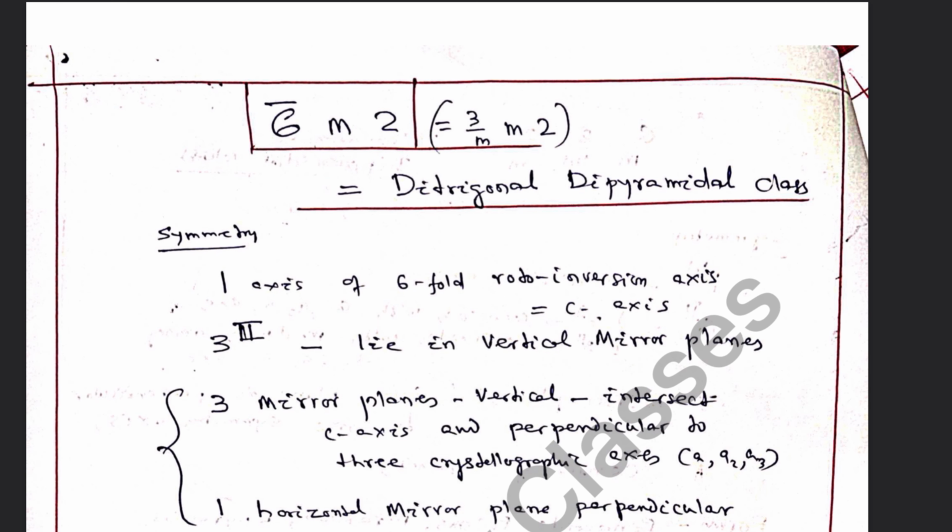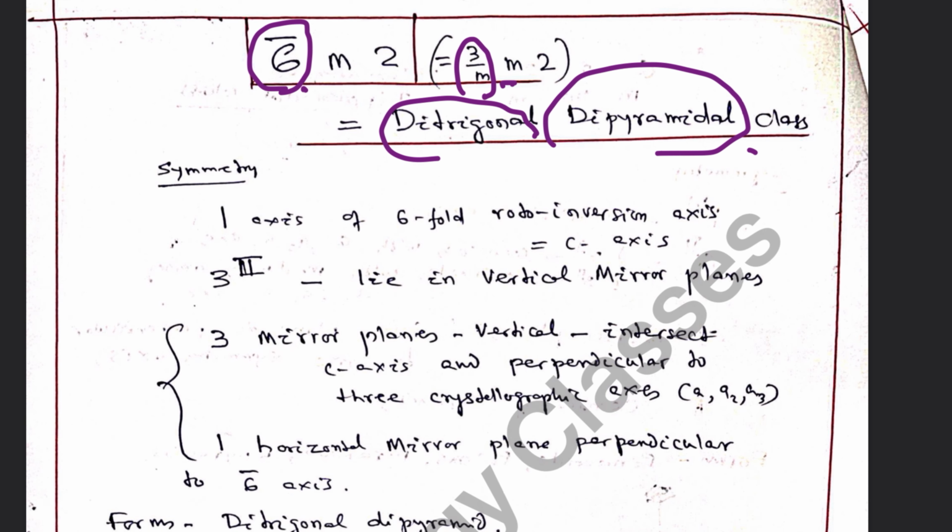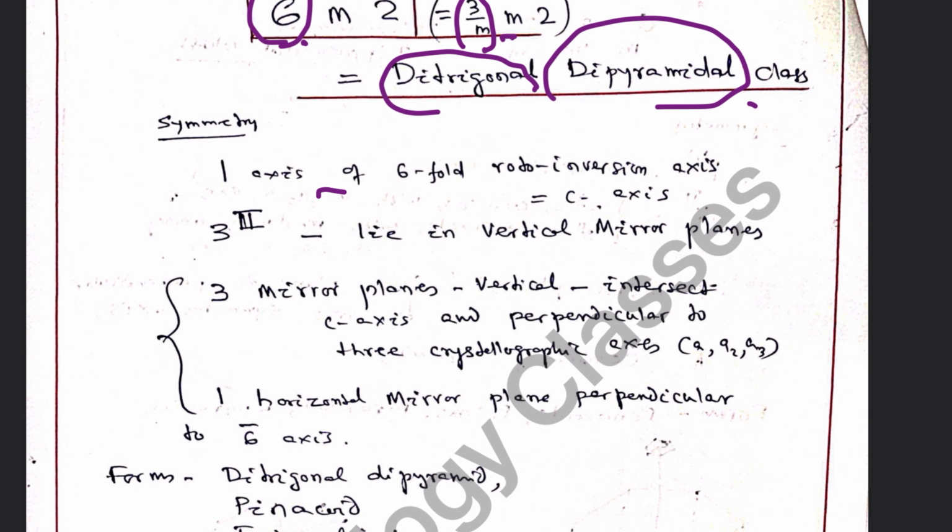Next we have 6-bar m2, which is called 3/m, so trigonal dipyramid, m, so the ditrigonal dipyramidal class. One axis of 6-fold rotoinversion, that is the C axis. The 2-fold axes lie in the vertical mirror planes.